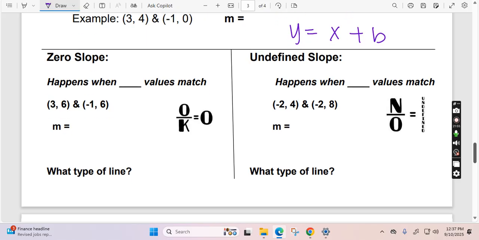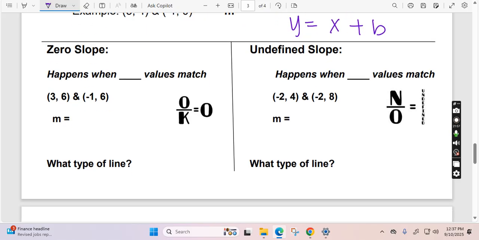Alright, so 0 slope. We just talked about it. We said that one of our equations has a 0 slope and one of our equations has an undefined slope. So a 0 slope happens when your y values match.